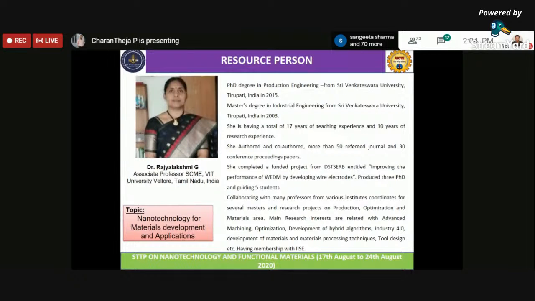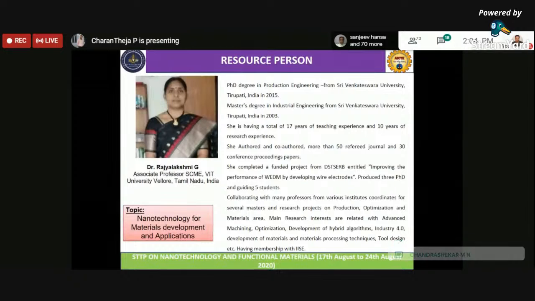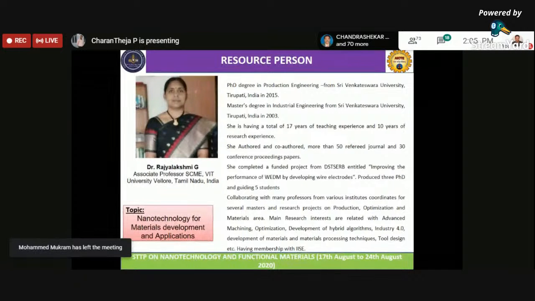About 5 research scholars have completed their doctoral degree under her guidance. She collaborates with many professors from various institutes and coordinates several masters and research projects on materials, production, and optimization. Her main research interests are advanced machining, optimization, development of hybrid algorithms, Industry 4.0, development of materials and processing techniques, and tool design. She is also a member of IISc. We are honored with your presence, ma'am. I request you, ma'am, to please continue with your session.